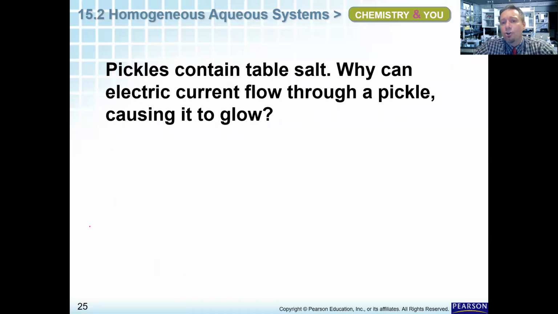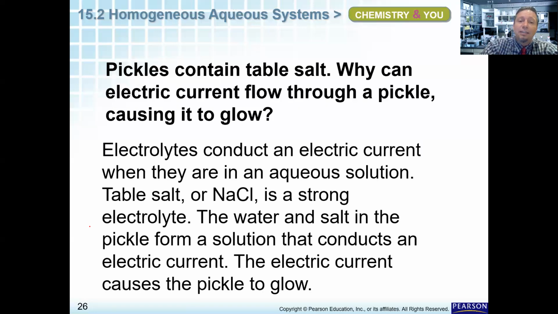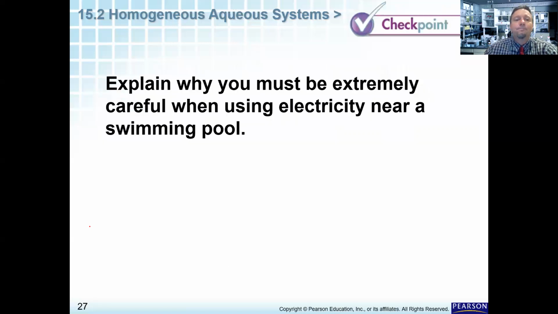Pickles contain table salt. Why can current flow through a pickle, causing it to glow? Well, we just talked about that. The electrolytes conduct the current. Salt is the main substance in the brine solution that they place pickles in. It's a cucumber that they drop into this spiced brine solution that has a lot of electrolytes in it. Therefore, it can conduct, because it has electrolytes in it.